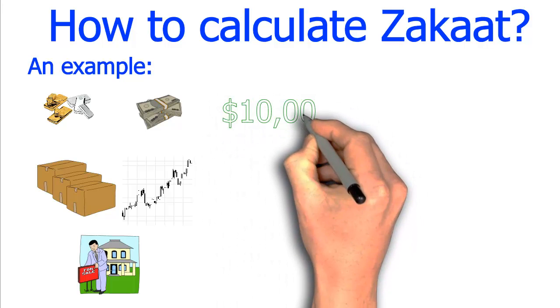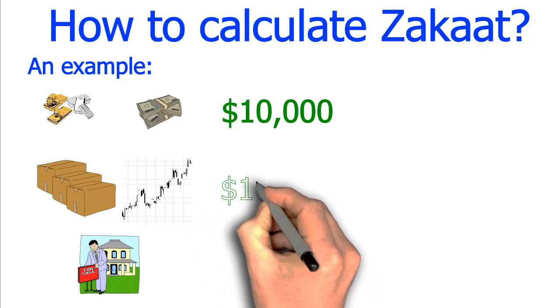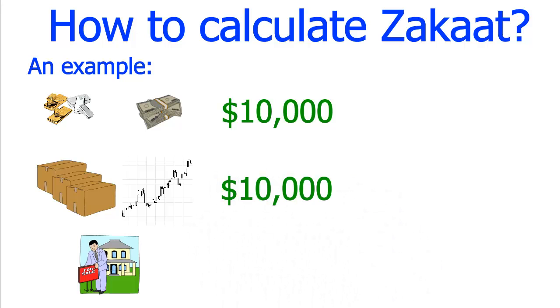Now, his gold and his cash and all that adds up to $10,000. The value of that he's got is $10,000. His assets, his inventory and his investments in the stocks or bonds markets in the financial markets, that also adds up to, for example, $10,000. So I'm making these numbers up, right? So again, the value of his gold, the value of his silver, plus the value of the cash that he's got, all of that together is $10,000.